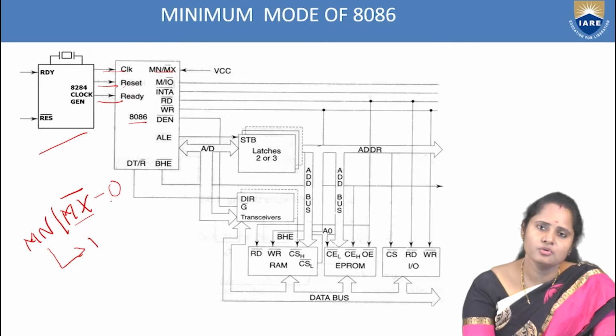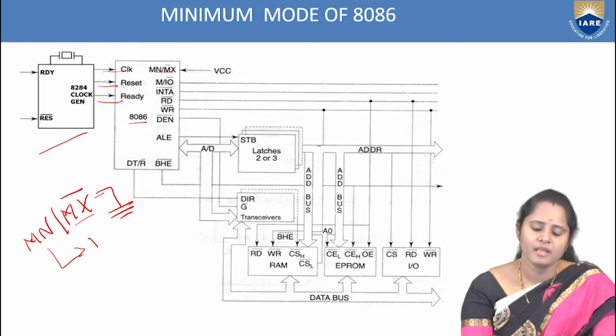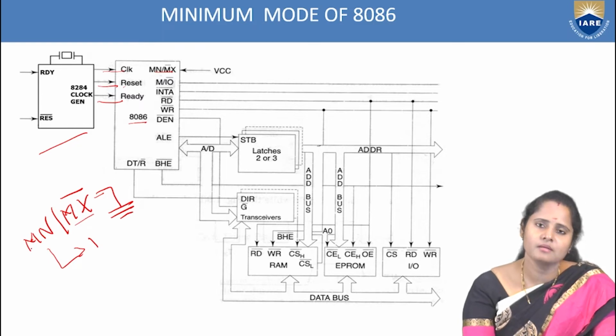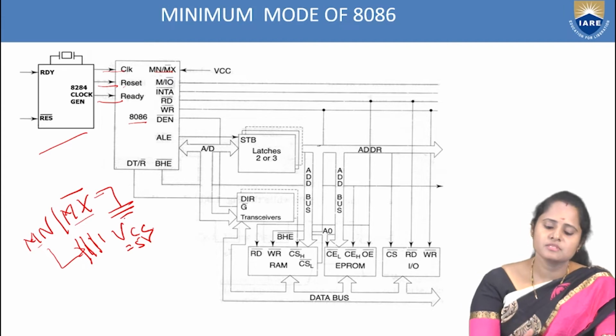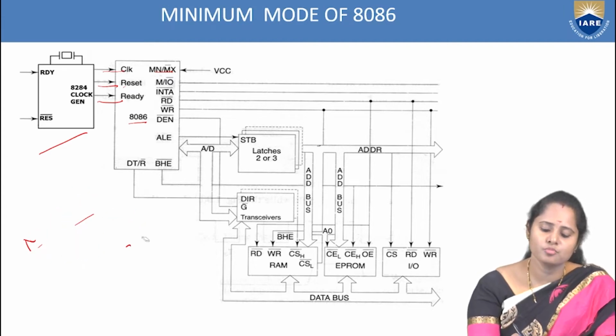So if I need to work in the maximum mode, I need to connect this pin to 0. 0 can be connected to the ground. For maximum mode, the pin needs to be connected to the ground, and for minimum mode, the pin should be connected to the VCC. VCC is a voltage which gives you 5 volts. So this is the only pin which decides the mode.